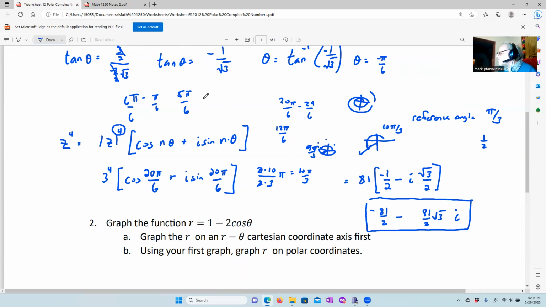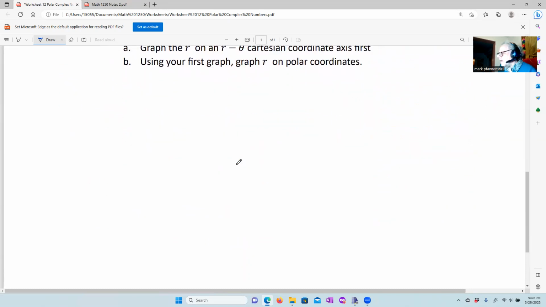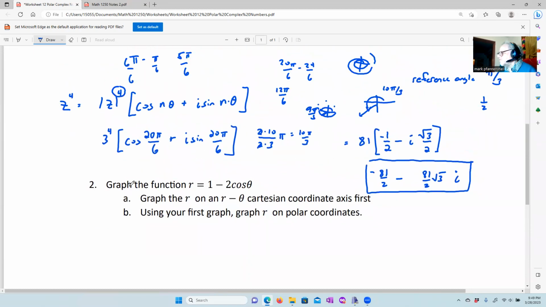So I think I have time for one more, so I'll do part number 2 for my graph. Actually, I'm going to stop this one here, and I'll start this one on a new piece of paper because this one's a little tricky.